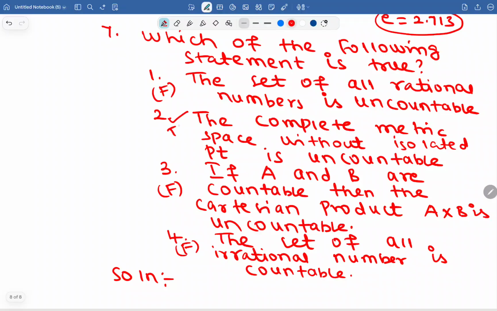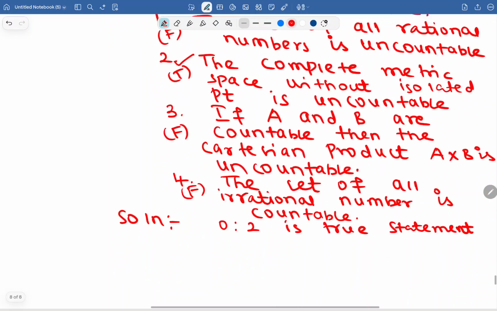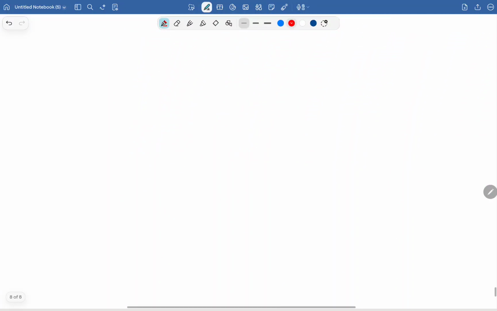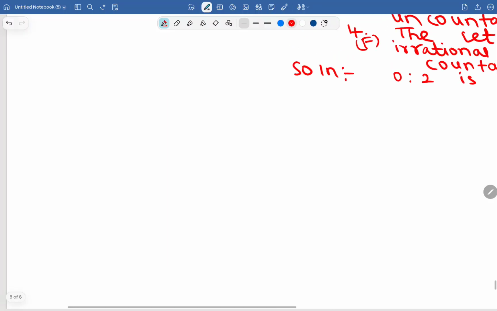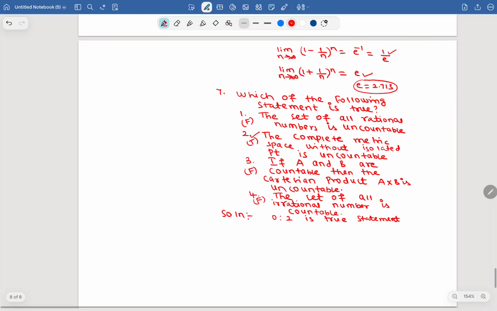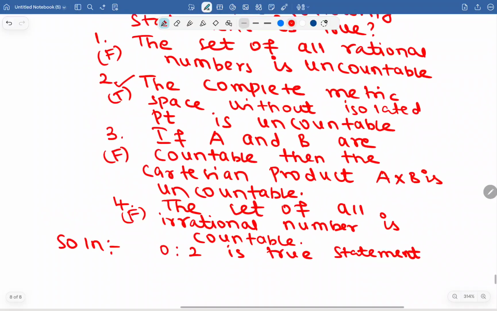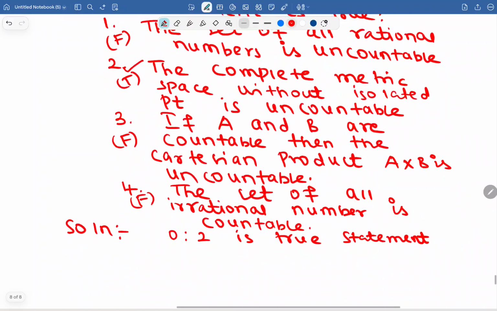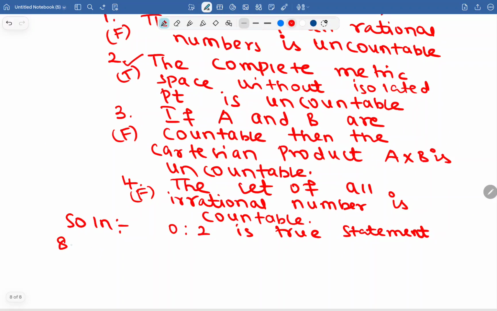True statement is second one. Here for this seventh sum, option 2 is true statement. Now, eighth problem.